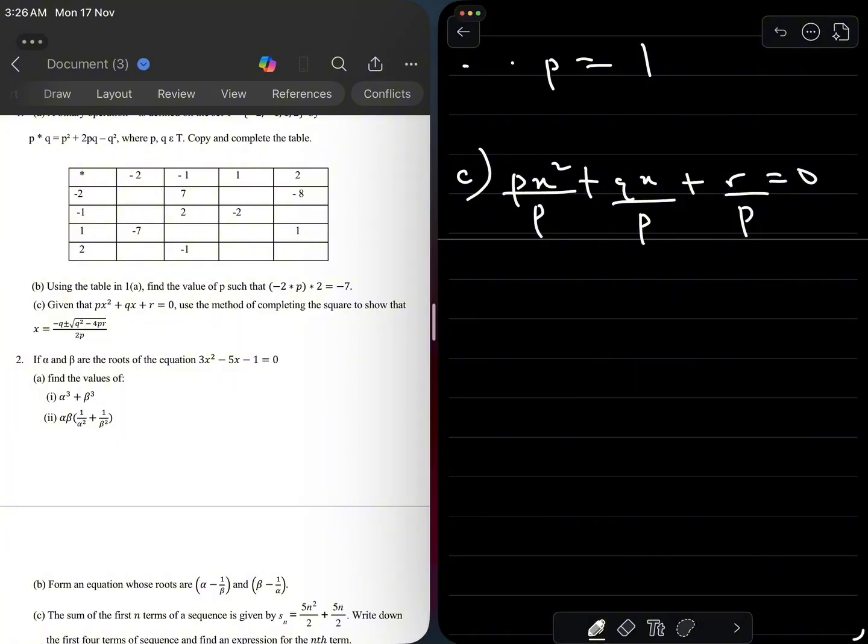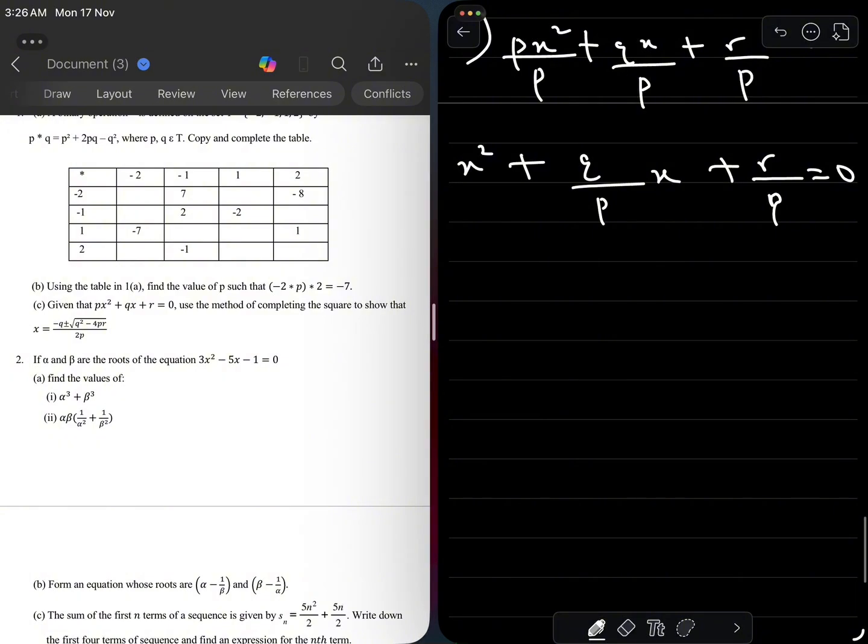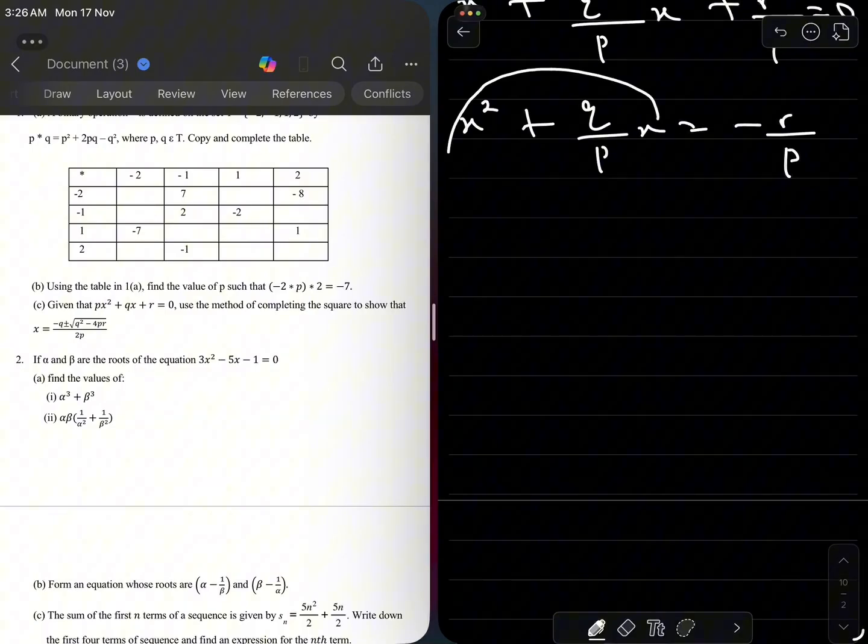0 over p is the same as 0, so we don't need to write that. That simply means x squared plus q over p x plus r over p equals 0. Now we move the constants to the right hand side, and that means x squared plus q over p x equals minus r over p. Now we complete the square for x squared plus q over p x. And how do we do that?